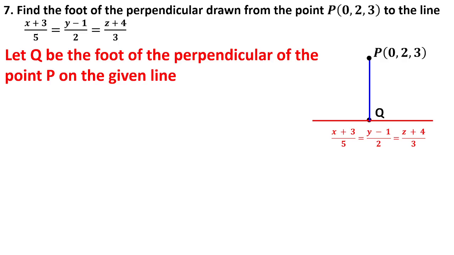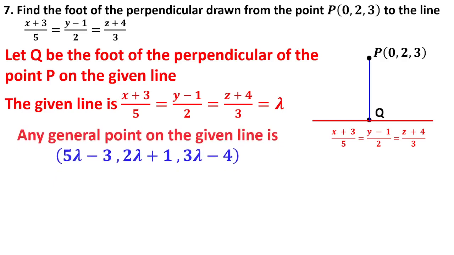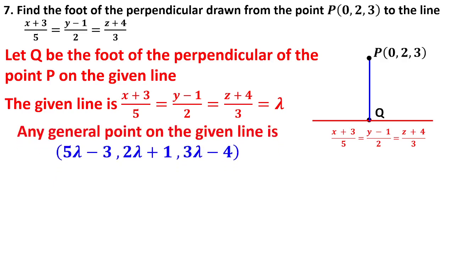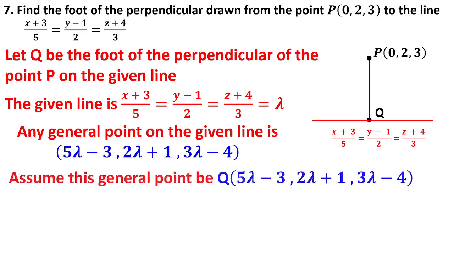Now note down the steps involved in it. Step number 1, get the general point from the given line and call it as Q. I repeat, get a general point from the given line and call it as Q. How to get the general point? Equate it to lambda. Equate (x plus 3) by 5 to lambda, (y minus 1) by 2 to lambda, (z plus 4) by 3 to lambda. You will get the value of x1, x2, x3. You call this as Q.